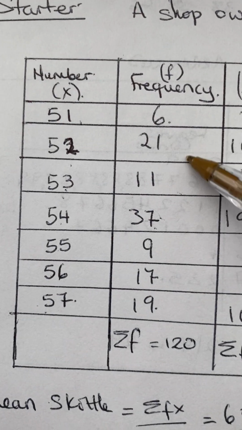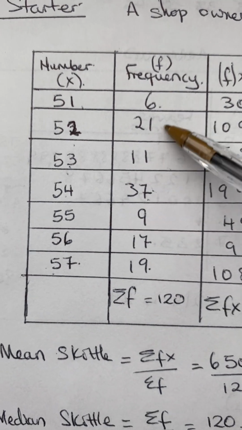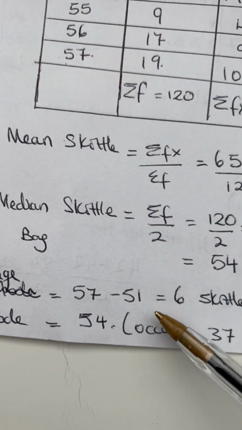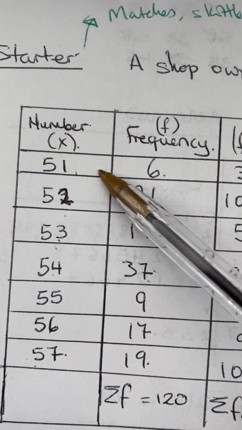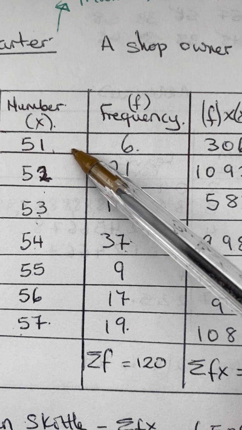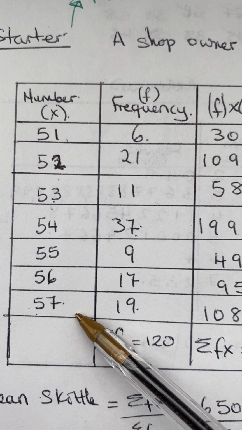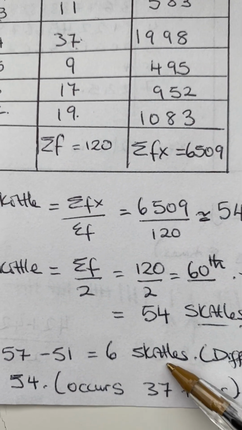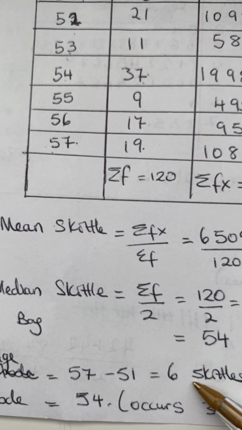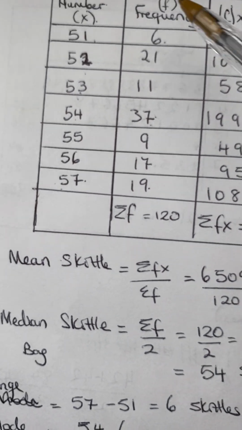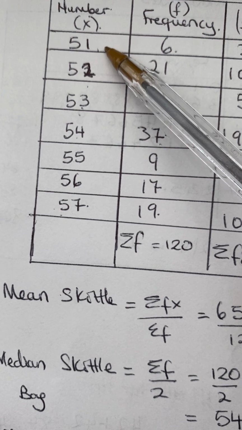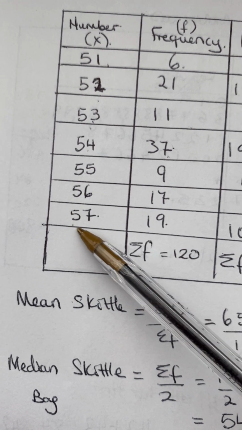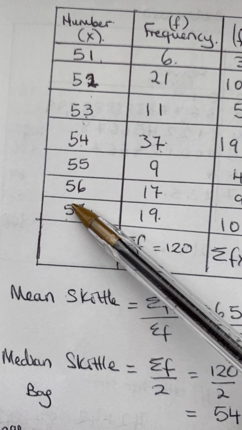So in a table format like this is how you can find your median. Okay. Now the range. The lowest bag is 51. The highest bag is 57. So the range is 6 skittles difference. So the lowest is 51 skittles and the highest, the most in a bag, is 57.